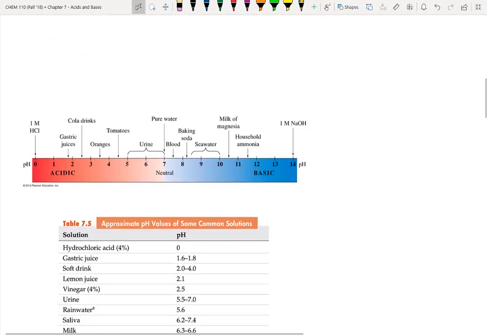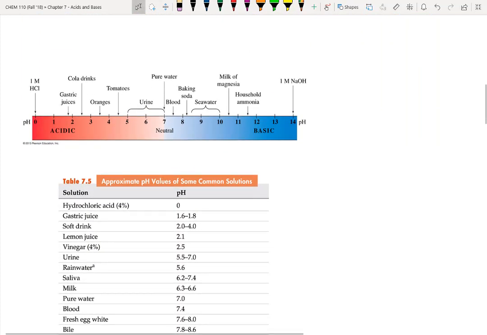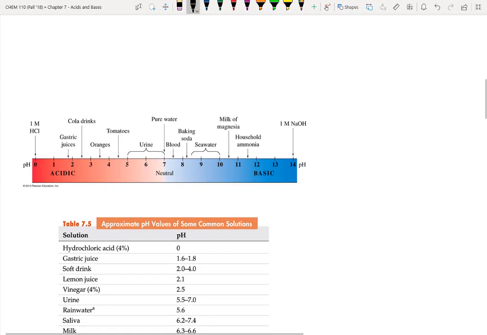If we look at a correct pH scale, the main thing to remember is that the scale goes from a pH of 0 to a pH of 14. So the scale should be a pH of 0 to 14.